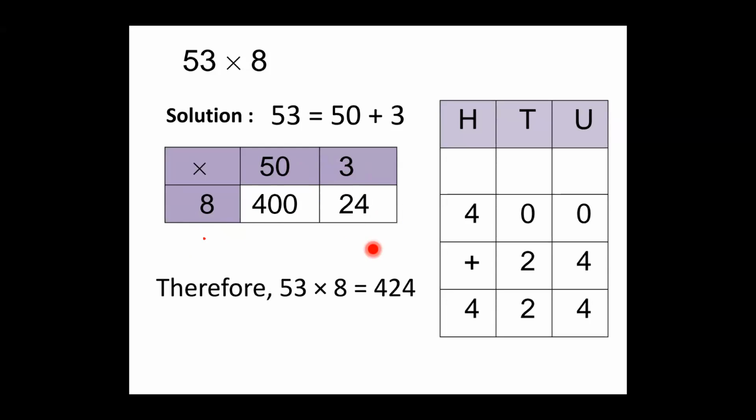These two numbers we are going to add together. So 400 plus 24, we will get the answer as 424. Correct? So 53 multiplied by 8 is 424. Any doubt? Yes? Okay, you all have understood. Correct. Okay. Let us solve the next example.